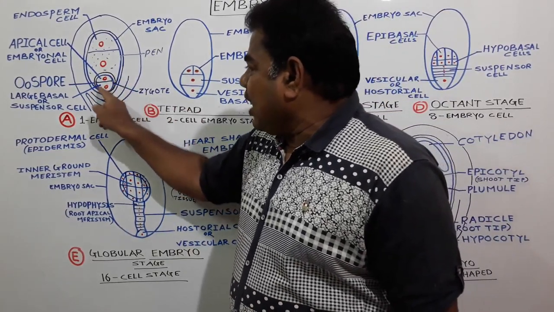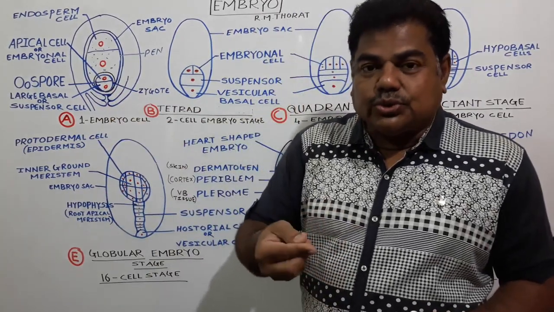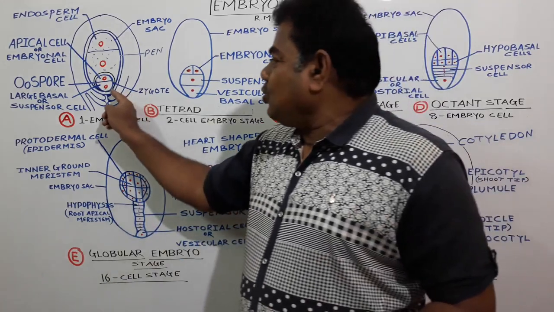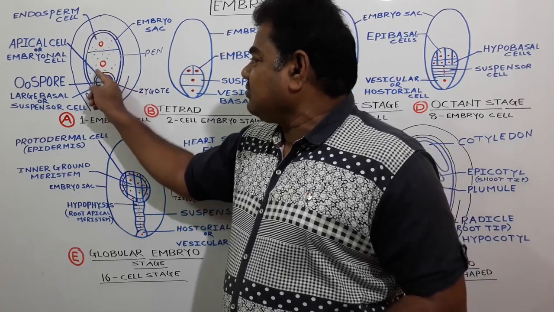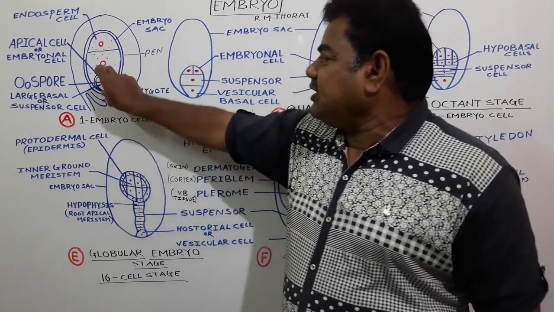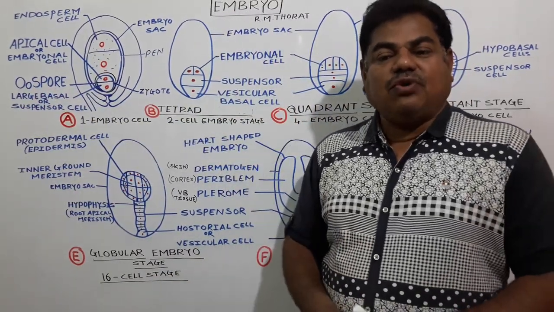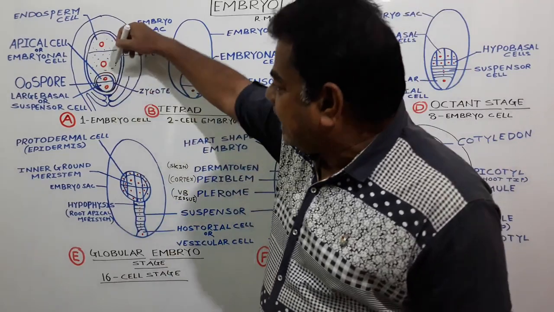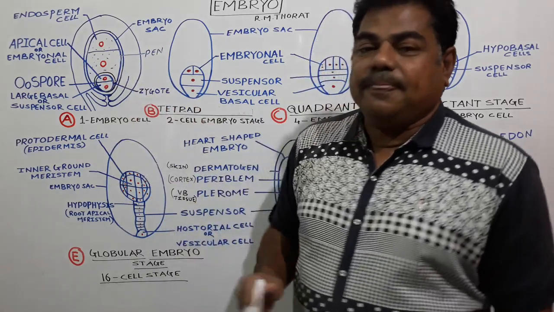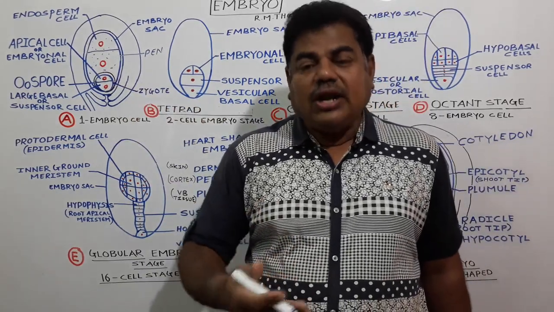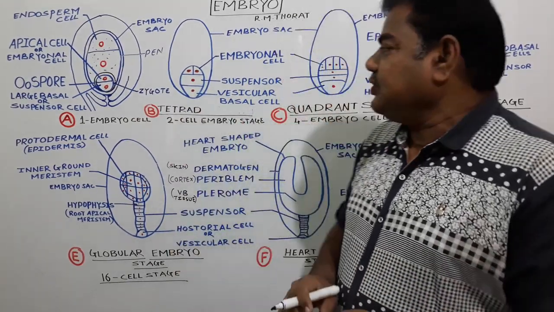Now this zygote has the capacity to secrete a cellulosic wall around itself. And when it forms a cellulosic wall around the zygote, this structure we call an oospore. Now what do we call this structure? Oospore. And this oospore gains nutrition from this tissue, which we call endosperm. The endospermic cell divides and redivides, forming endosperm tissue like this.